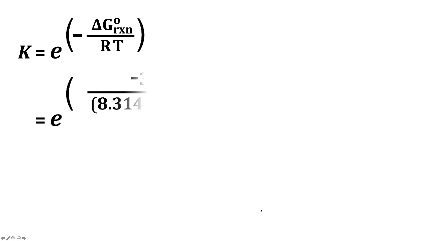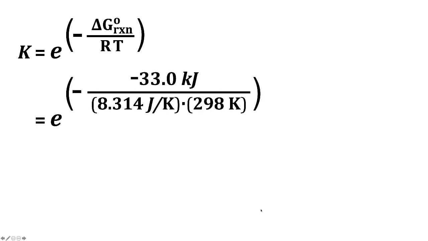And for this reaction, delta G naught is negative 33 kilojoules. R is 8.314 joules per Kelvin, and temperature is 298 Kelvin. Do note, this is a negative of the quantity inside here, and the delta G itself is negative, so that's a negative negative, so this whole quantity will be positive. Also note that the Kelvin cancel, but we have kilojoules in the numerator and joules in the denominator, so we have to make those agree. So let's convert the kilojoules to joules.